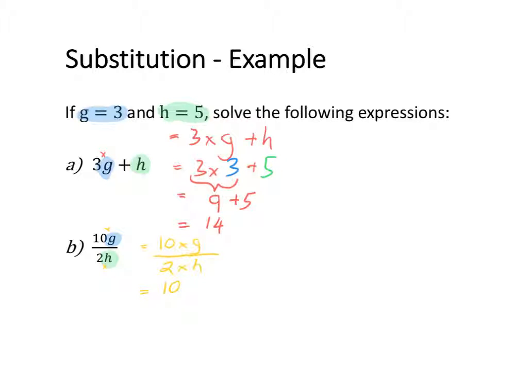That's going to equal 10 times, instead of writing 10 times g, I'm going to write 10 times 3, and that is going to be divided by 2 times, instead of writing 2 times h, I'm going to write 2 times 5. Now that I've substituted in and replaced my unknown variables, I can go ahead and finish my calculation. That's going to equal 10 times 3, which is 30, divided by 2 times 5, which is 10. So 30 divided by 10 is equal to 3.